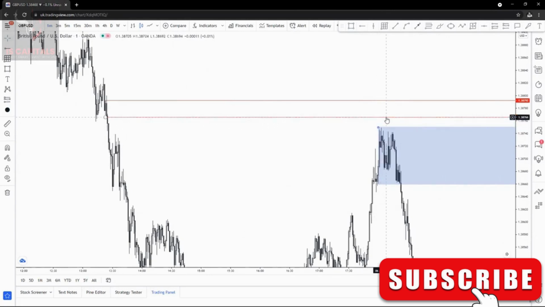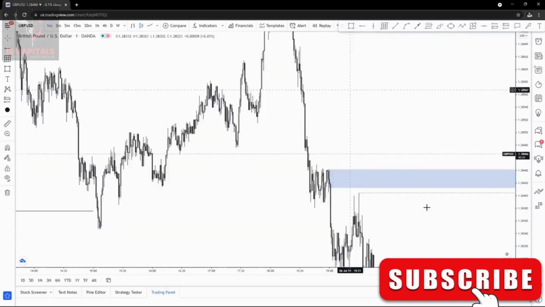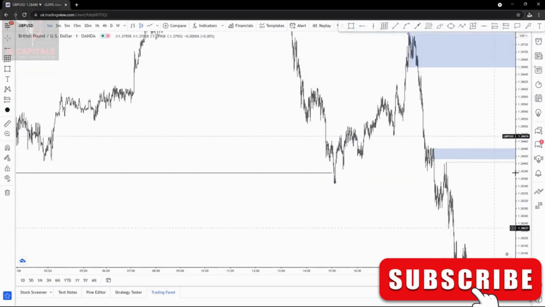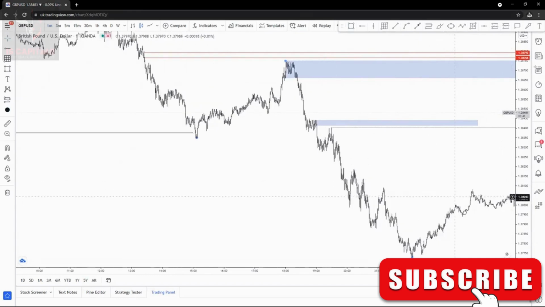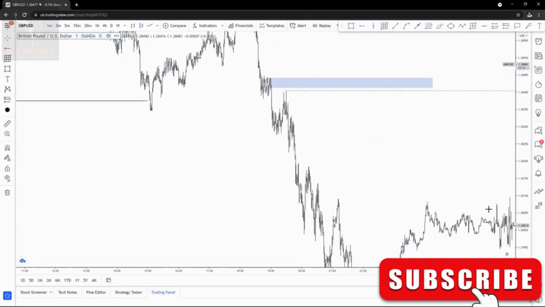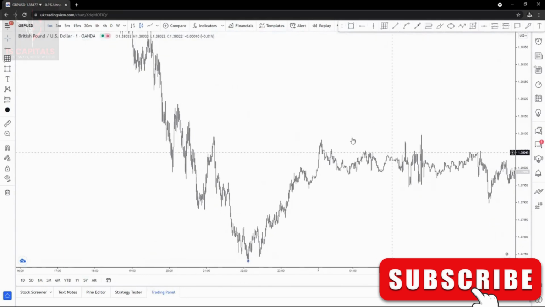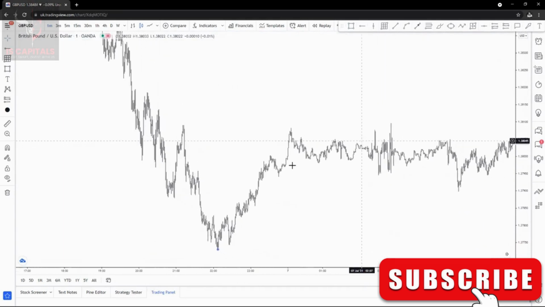So this is the closest one, right? Now the fun begins. This is the 15-minute range from this high to this low. Have you seen I mark a gray color rectangle on my chart? That is the Asian range. So have you heard of the Asian range?